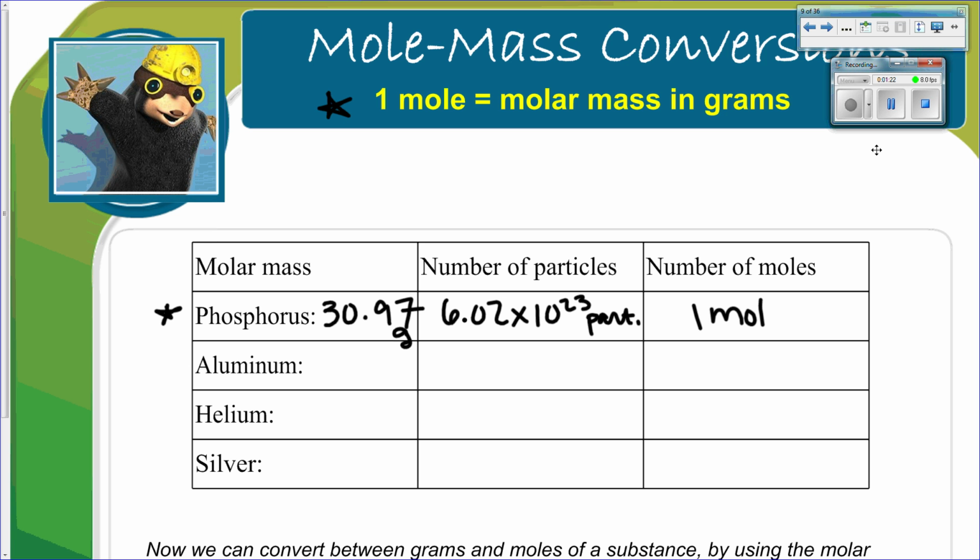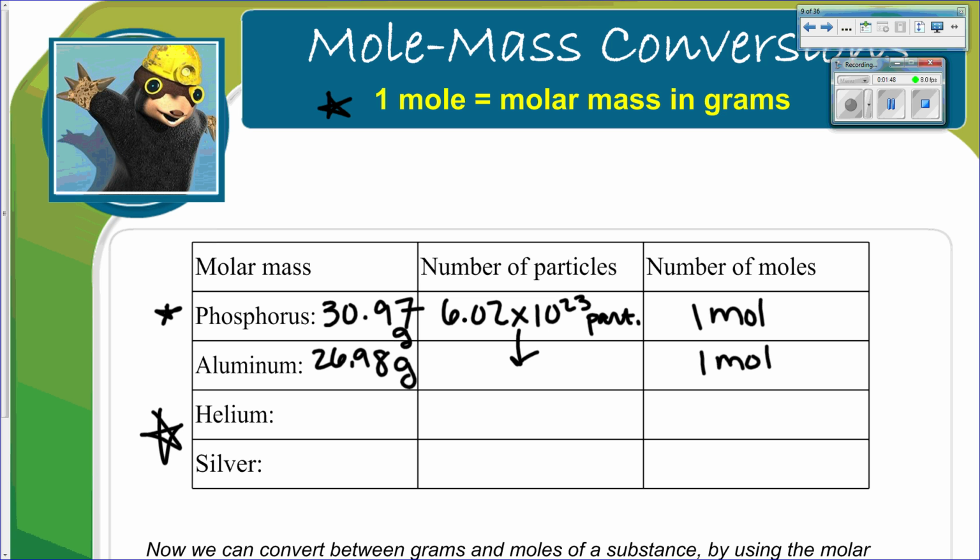The same would apply for aluminum. You can find the molar mass of aluminum by just looking on the periodic table because it's an element, and it's going to be 26.98 grams in 1 mole. So 1 mole of aluminum is going to be the equivalent of 26.98 grams, and it's also going to be 6.02 times 10 to the 23rd particles of aluminum. And you can also do the same for helium and silver.